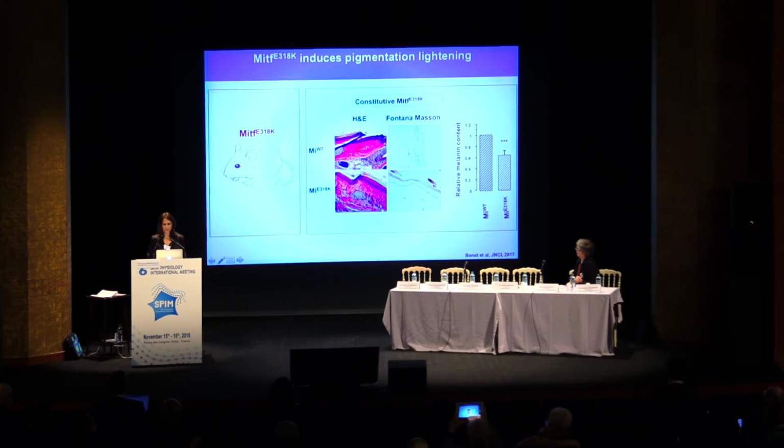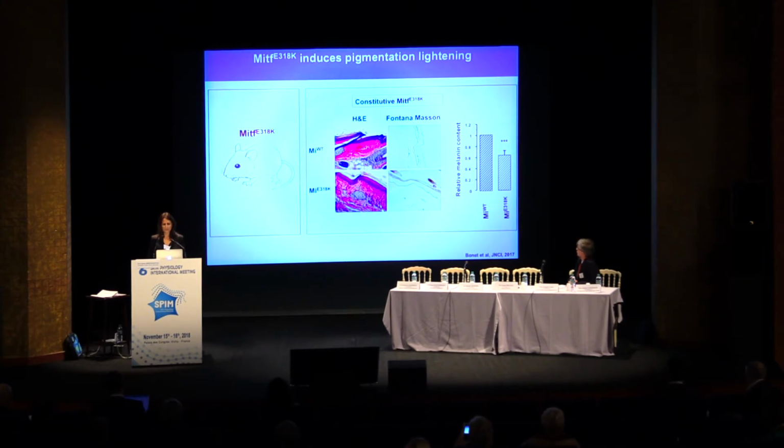So this is here an example of Fontana-Masson silver staining of skin tail. So here in the mice with the wild-type MITF, you can appreciate the black melanin detected by the staining, that is strongly reduced in the skin of mice with the MITF mutation, and on the right, the quantitation of melanin. So this finding is actually in agreement with what was reported in some studies, I mean the association of the MITF mutation with fair skin.